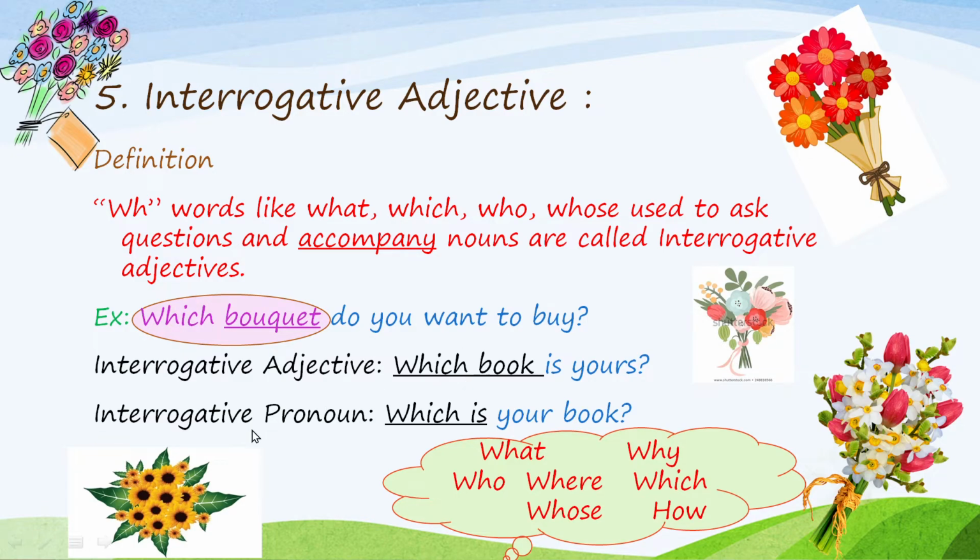While in the second sentence, the WH questioning word which is followed by is, which is a verb. So here a noun is not there. Immediately you can say it is not an interrogative adjective. It is an interrogative pronoun. Which is your book? The other interrogative adjectives are what, why, who, where, which, whose, how.